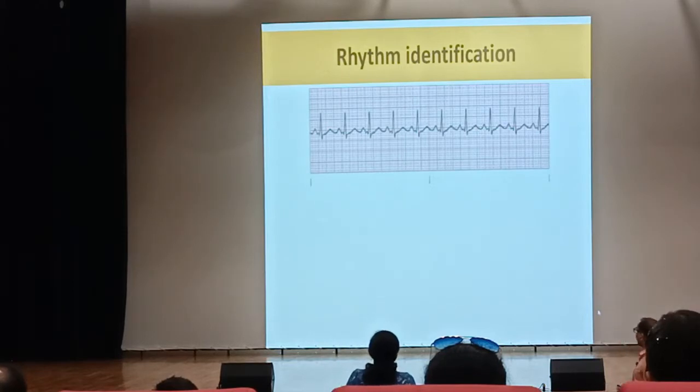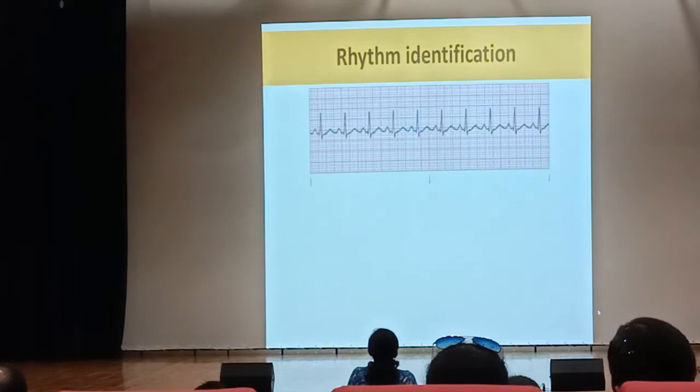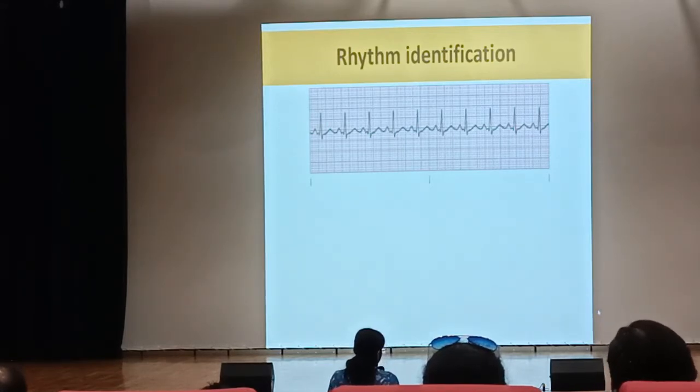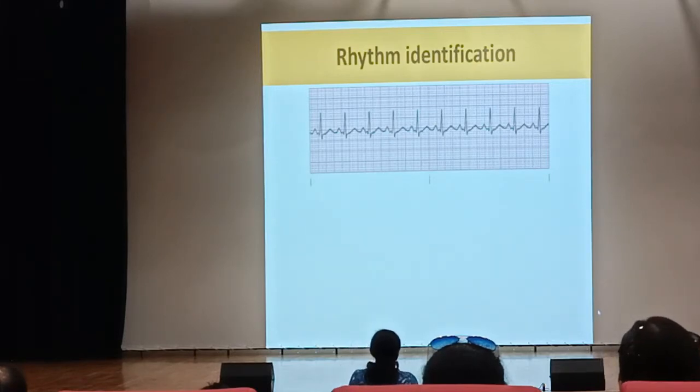Okay. So can you apply another rule what I said, 3 seconds? So 1, 2, 3, 4, 5, 6, 7, 8, 9, 10, 11, 12, 13, 14, 15. So 1, 2, 3, 4, 5, you are right, it's 100. Perfect. Next, after rate, we look at rhythm. Rhythm is regular, sir. Regular, because the RR interval is the same.